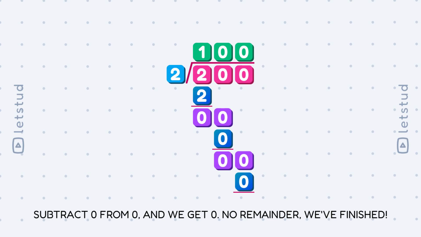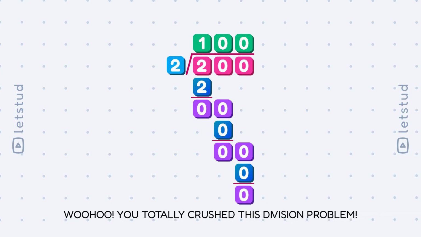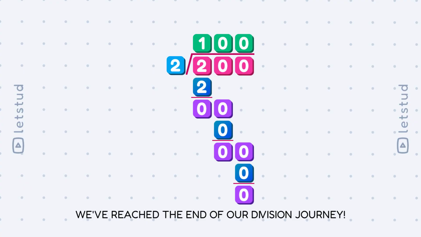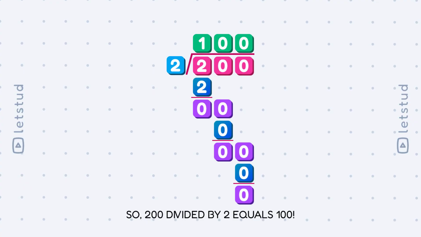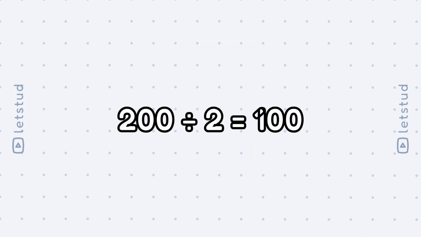No remainder, we've finished. Woohoo, you totally crushed this division problem. We've reached the end of our division journey. So 200 divided by 2 equals 100. We just conquered dividing 200 by 2 step by step. Remember, even big numbers become easy with practice. Keep up the amazing work, future mathematicians.